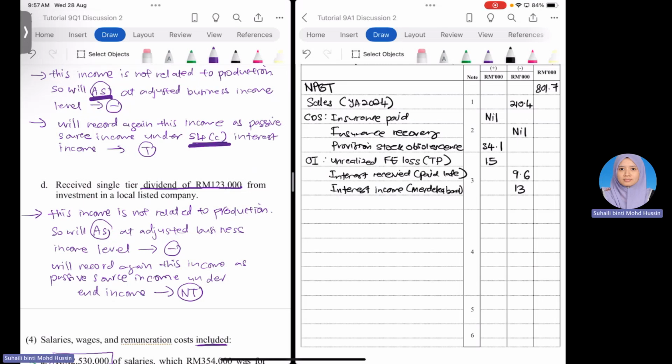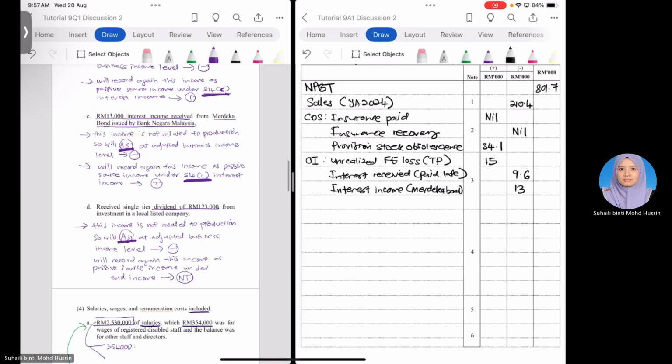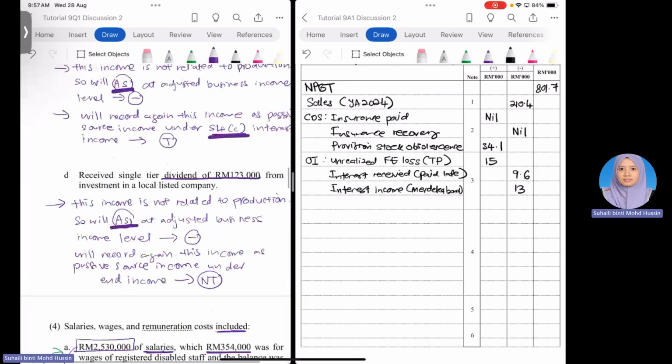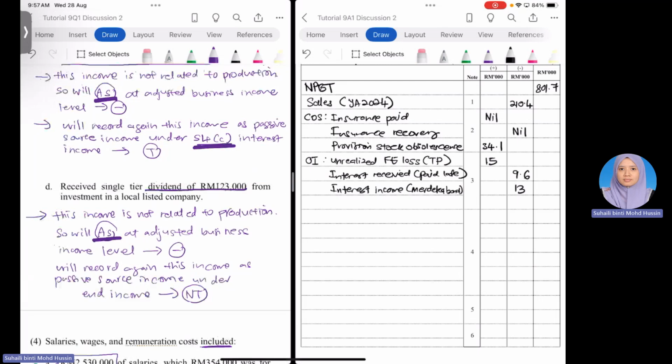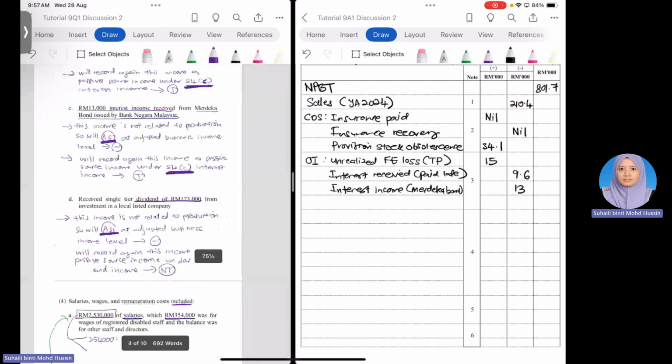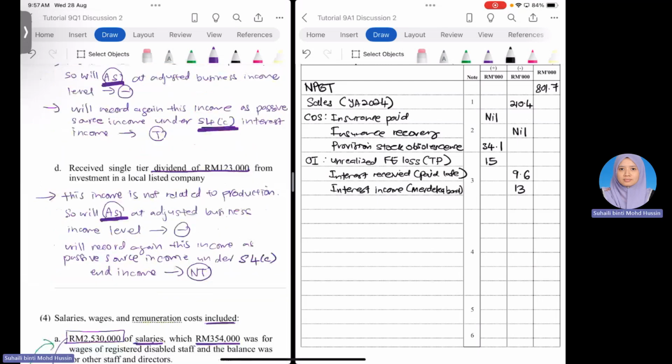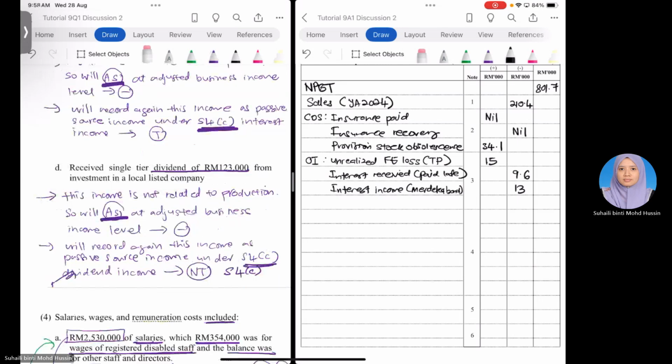Okay, so they receive dividend. So this income must be assessed separately. Okay, so at the adjusted business income level, you have to minus out this amount. And same with the other income just now, you have to record this under section 4 subsection C again. Right, so you will record again under section 4 subsection C as dividend income.